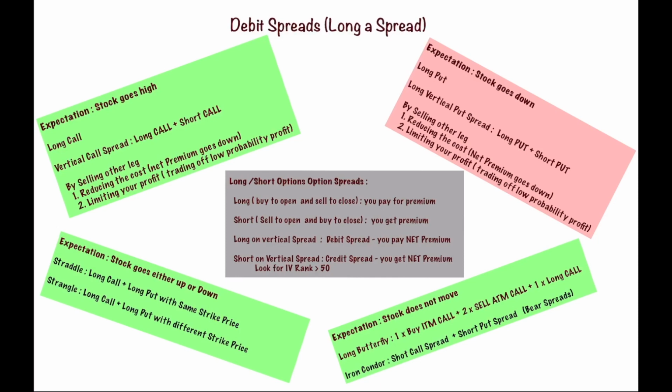So if your expectation is that the stock goes up or down, but you're not sure about the direction, then you can probably choose either a straddle or a strangle. They both use the same strategy of going long a call and long a put, but they differ in the strike price. A straddle chooses the same strike price, but a strangle chooses out-of-the-money strikes for its call and put. So when your strategy is to profit from neutral price action, you can choose a long butterfly or iron condors.